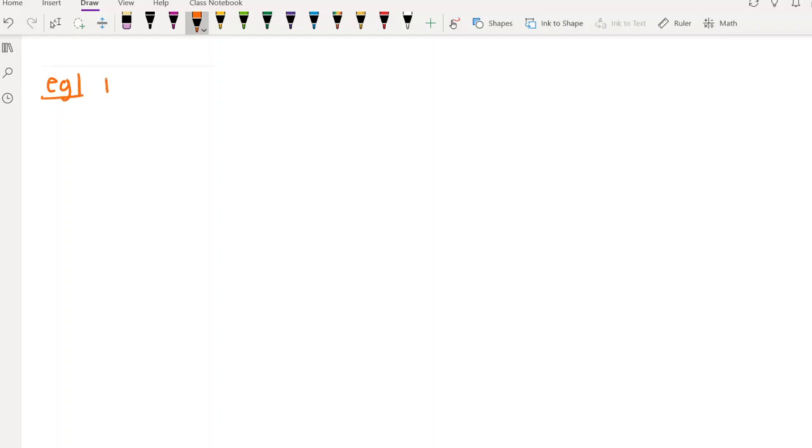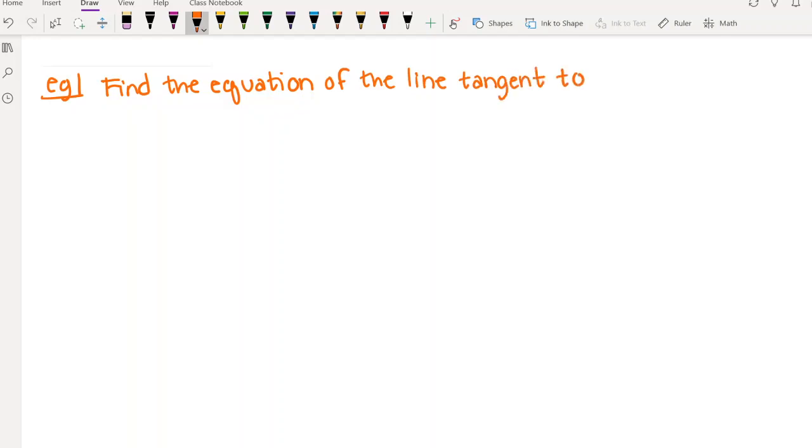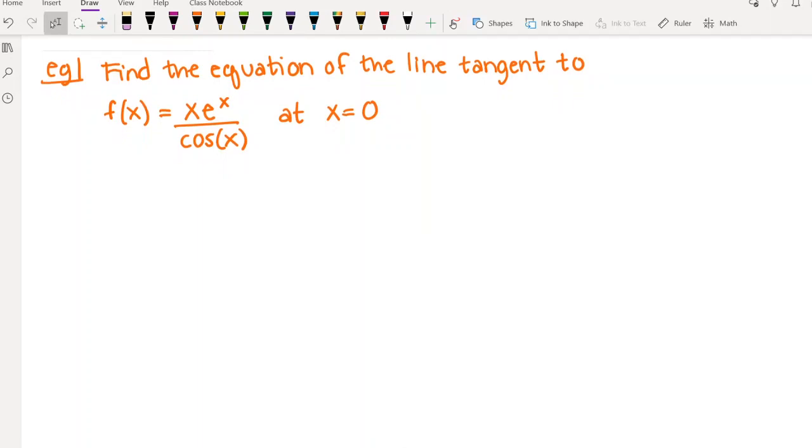So let's say that we wanted to find the equation of the line tangent to f of x is equal to x e to the x over cosine of x. And we're going to do it at x is equal to 0. If we're trying to find the equation of a tangent line, we want to start by taking the derivative, right? Because we're going to need the slope of the tangent line, and the way we get the slope of the tangent line is from the derivative.